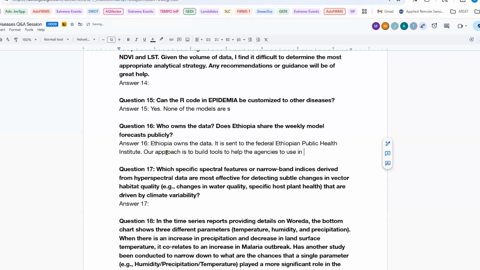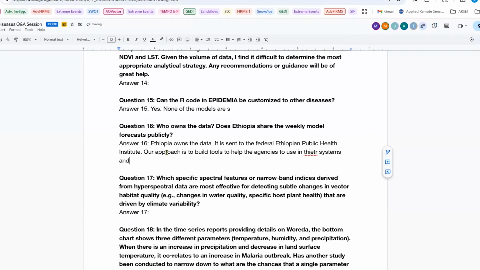and they use it on their systems with their data. To my knowledge, I don't think that the agencies we worked with in Ethiopia have shared the forecast publicly. They've used them more for internal decision making. I'll say with ARBOMAP, there have been a couple of states, like South Dakota and Louisiana, that include forecasts on their West Nile virus pages. So, in another context with a different application, there has been sharing of the forecast, but that's a decision from the public health agencies.